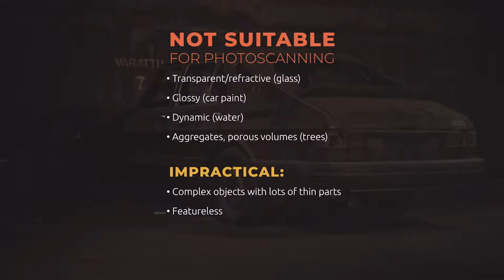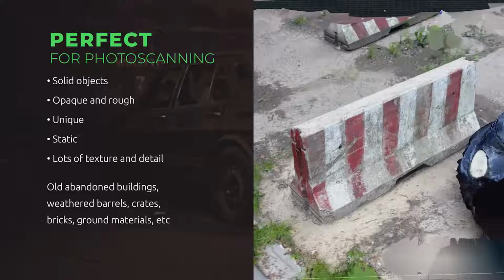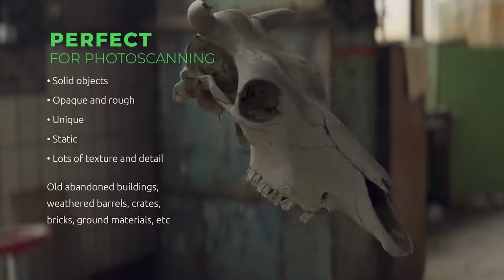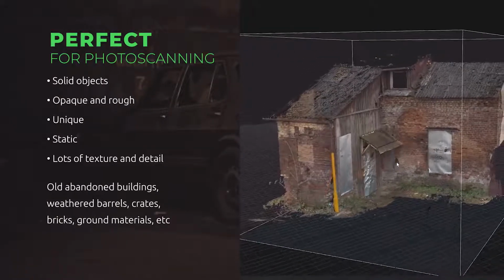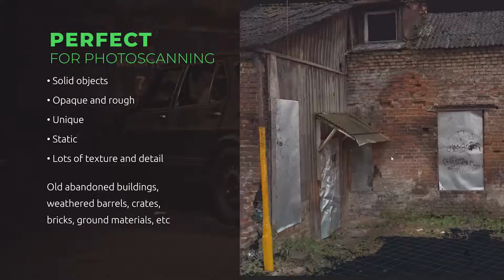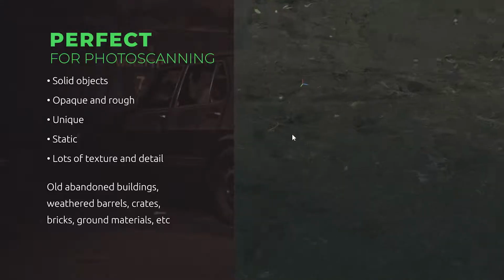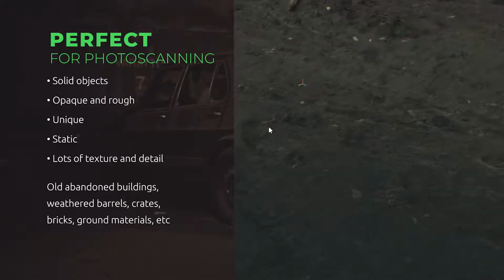So we have taken a look at the objects that are either not suitable for photogrammetry or simply impractical. And to conclude this video, let's name the perfect candidates for photogrammetry. First of all, it should be a solid object that at the same time is both opaque and rough, like this roadblock. Then it would be cool if it was something unique that can't be recreated in 3D just as easily. It also won't hurt to keep the object static and make sure it has lots of texture and detail, like this derelict building that we will be reconstructing throughout the course. Or this dirt surface, for example. That being said, if it doesn't have aggregate and porous things covering it entirely.